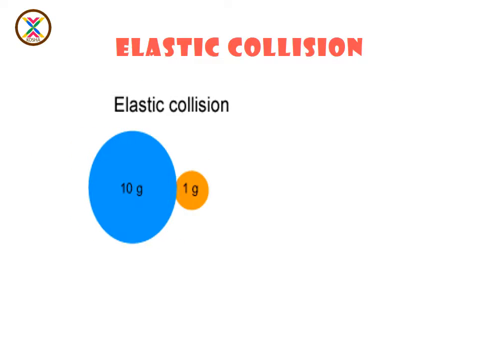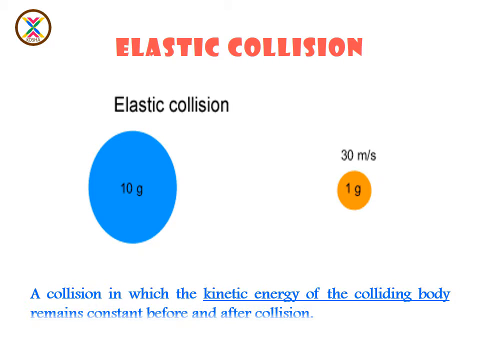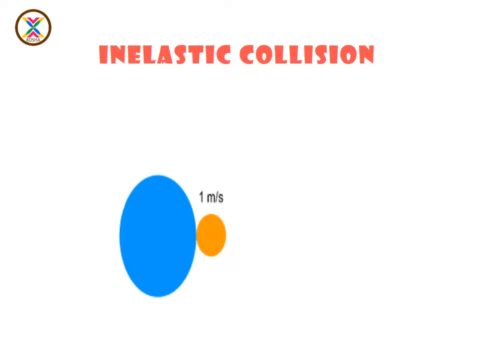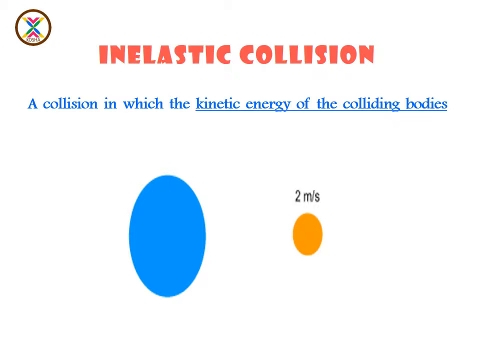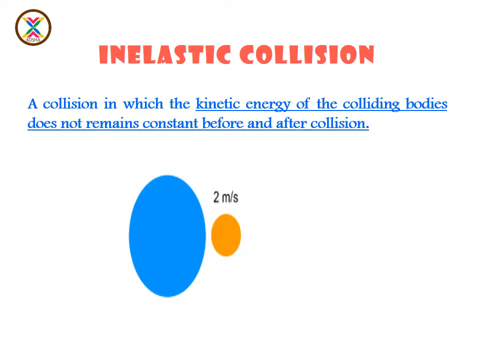Elastic collision: a collision in which the kinetic energy of the colliding bodies remains constant before and after collision. Inelastic collision: a collision in which the kinetic energy of the colliding bodies does not remain constant before and after collision.